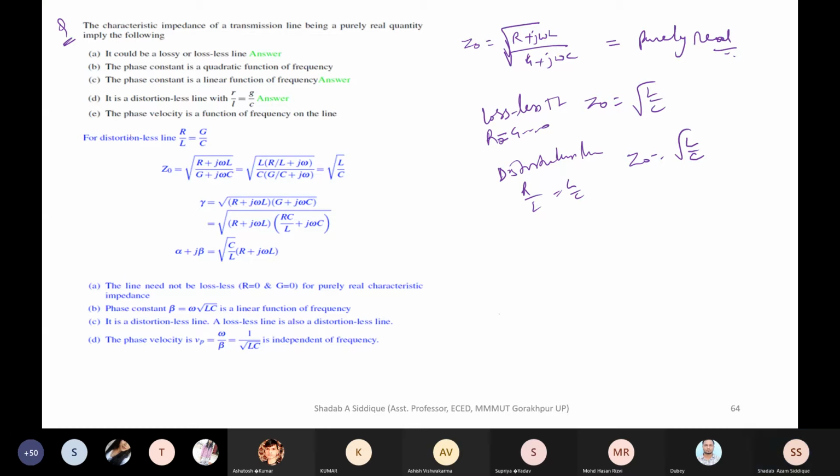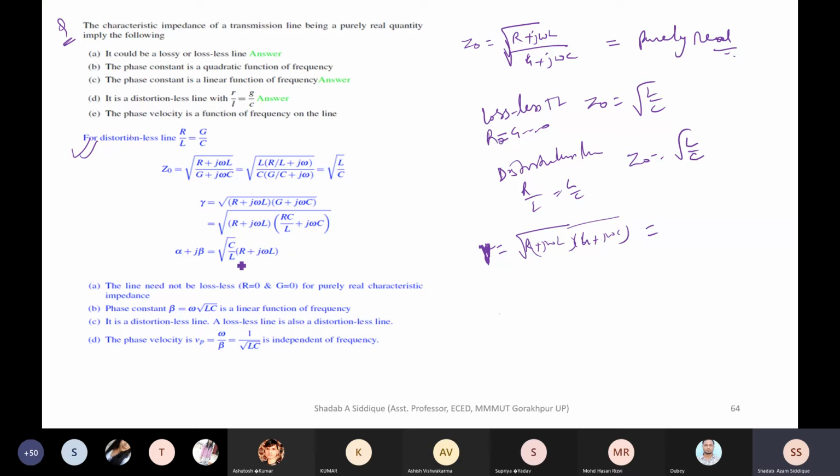Okay. Now we are having the phase constant or propagation constant. If you want, you can check gamma. Gamma is equal to square root of (R plus j omega L)(G plus j omega C). If you substitute this here for a distortionless line, you will be able to find out gamma.